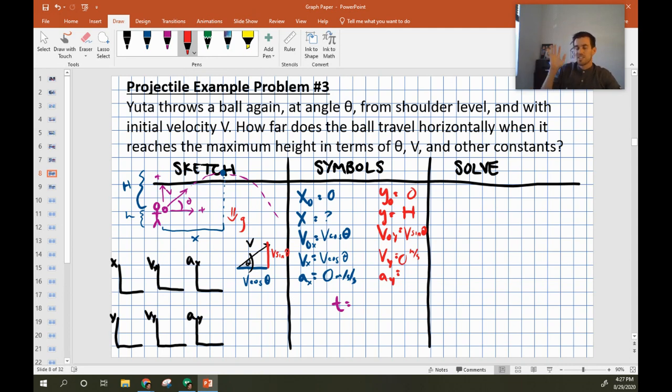Because max height means that it can't still have vertical velocity because then it's still heading upwards, but it can't already have negative velocity because that means it's already started to descend. So it's right at that point where it has 0 vertical velocity that it's at its highest point. And the acceleration is going to be negative g because that's how I set up my coordinate system. Okay, so we don't know time yet. We're going to have to start with our y equations like we've been doing, but we're actually going to do this differently than we've done it in the past.